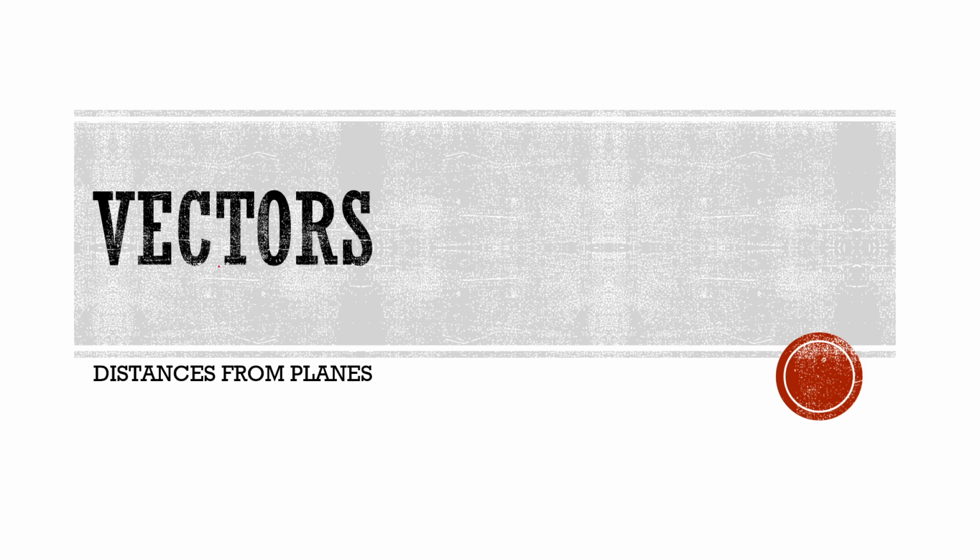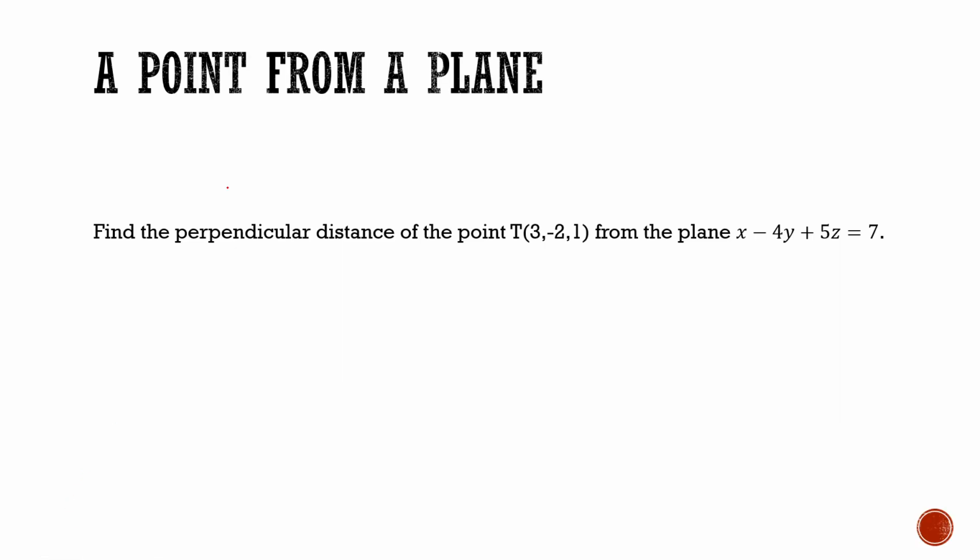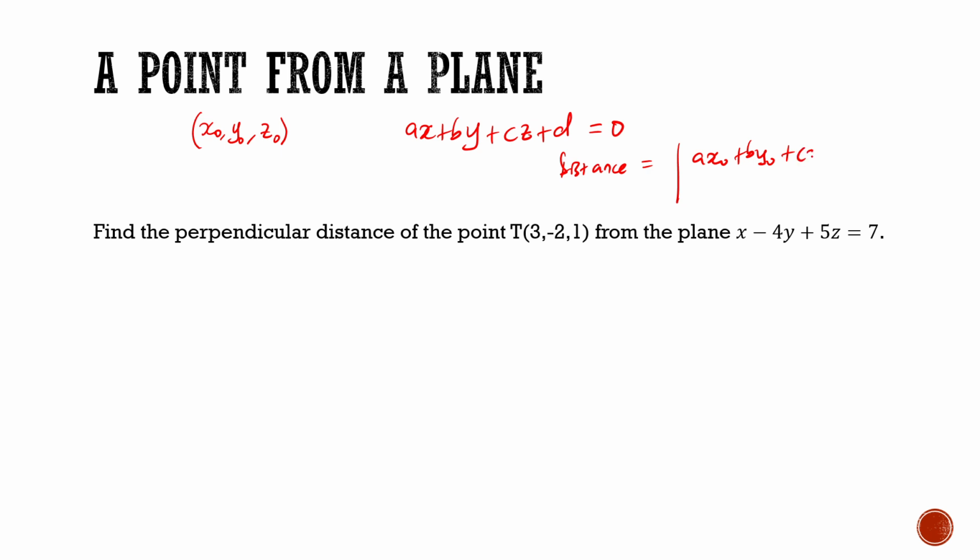In this video we'll be looking at distances from planes. The first distance we want to look at is the perpendicular distance of a point from a plane. Say the coordinates of our point are x0, y0, z0, and our plane is given by the equation ax plus by plus cz plus d is equal to 0. The perpendicular distance of that point from that plane would be given by the absolute value of ax0 plus by0 plus cz0 plus d, divided by the square root of a squared plus b squared plus c squared.